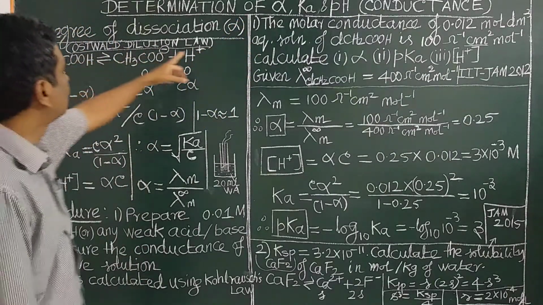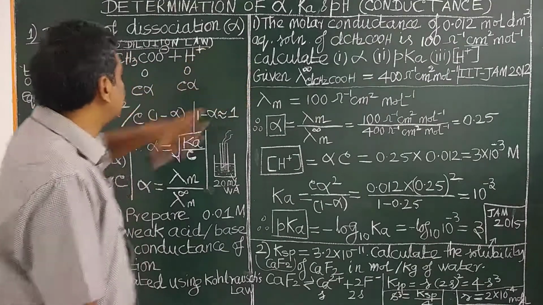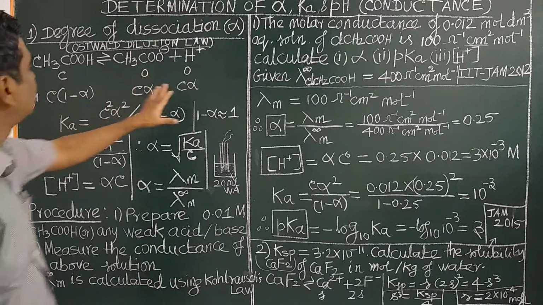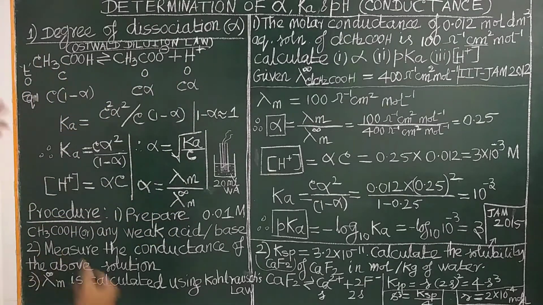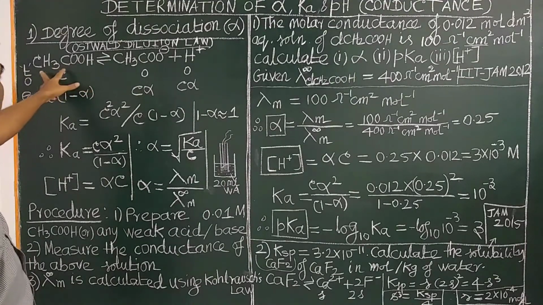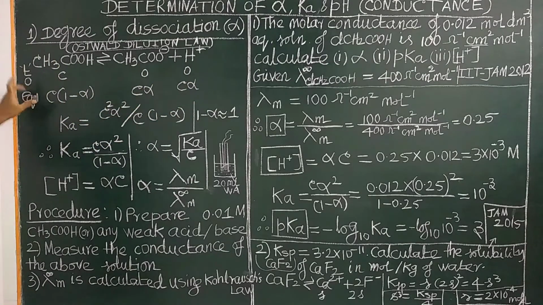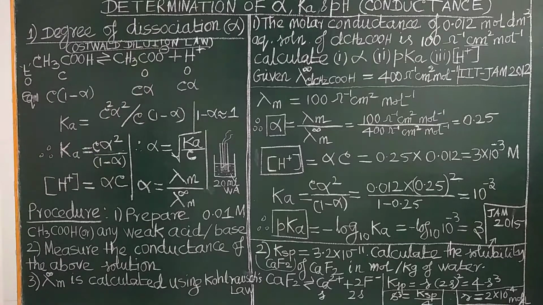Using Ostwald's dilution law, as we have seen in the previous video, the degree of dissociation is calculated. For example, acetic acid is a weak acid. It is partially dissociated, not completely dissociated. It is partially ionized. Similarly, for a weak base, you can write ammonium hydroxide as ammonia plus OH minus. So at t equal to 0, the concentration of acetic acid taken is C moles per liter. The dissociated part is 0 at t equal to 0 because there is no dissociation.